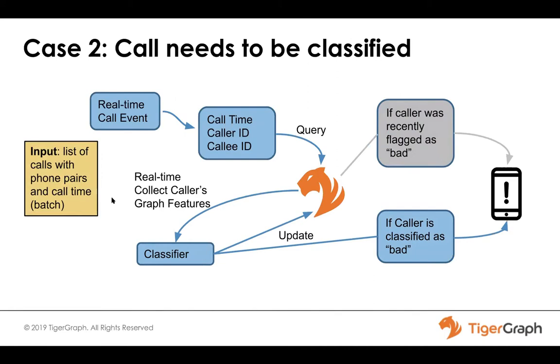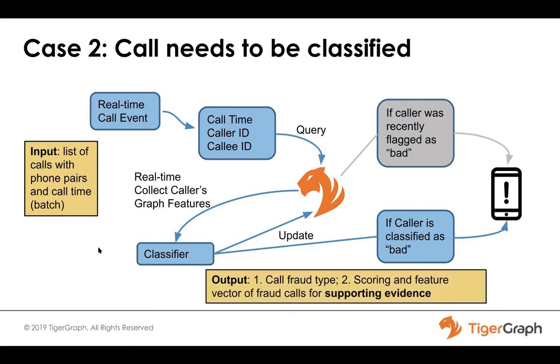So for the input, again, it's a list of calls with the phone pairs and also the call time. We're actually doing this in batches to be more efficient. And the output, first, is the call fraud type. The second is the scoring and also the feature vector of fraud calls. And the second part was actually requested by our customer, China Mobile.